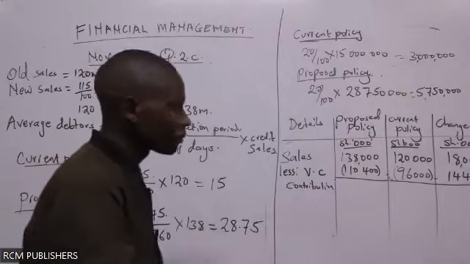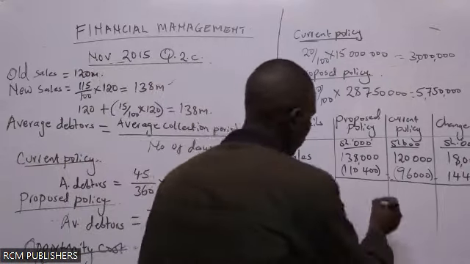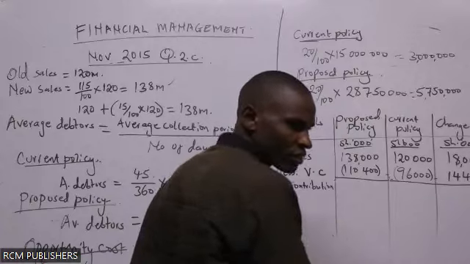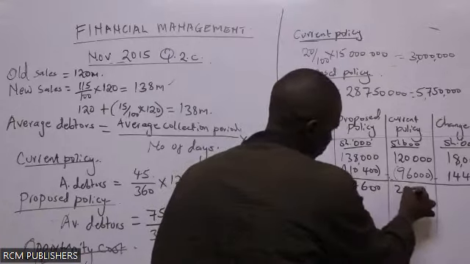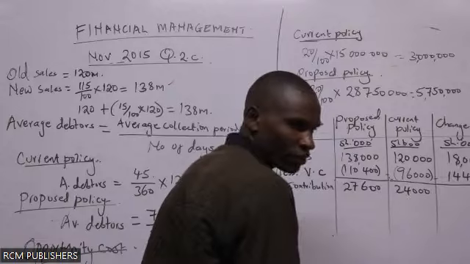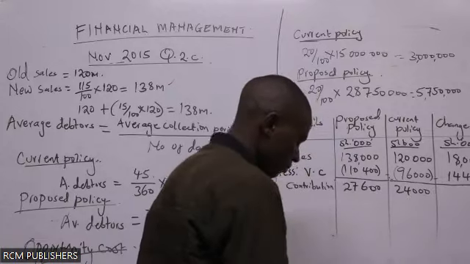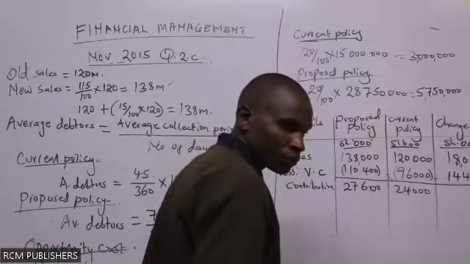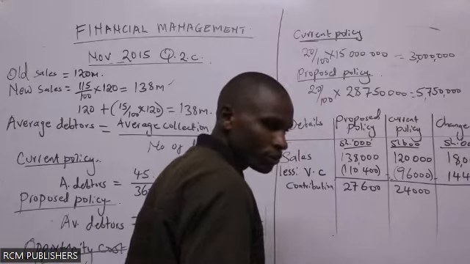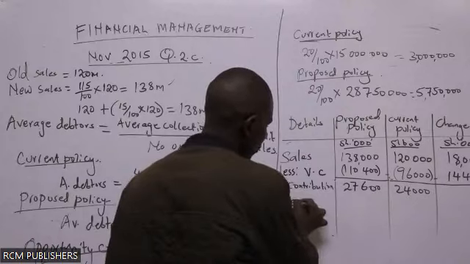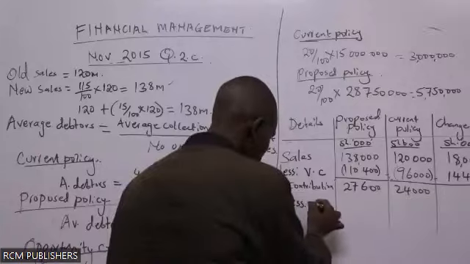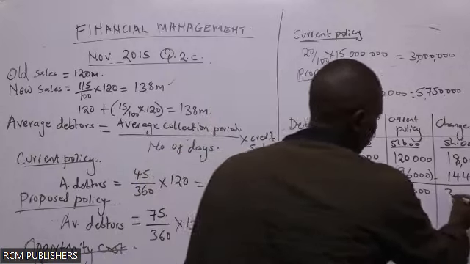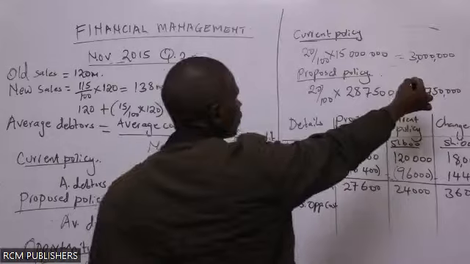Contribution. Patia. Here haraka. 27,600 and 24,000. 3,600. I hope we are correct. Then give me the change, so that we raise our opportunity cost. Let's raise our opportunity cost.